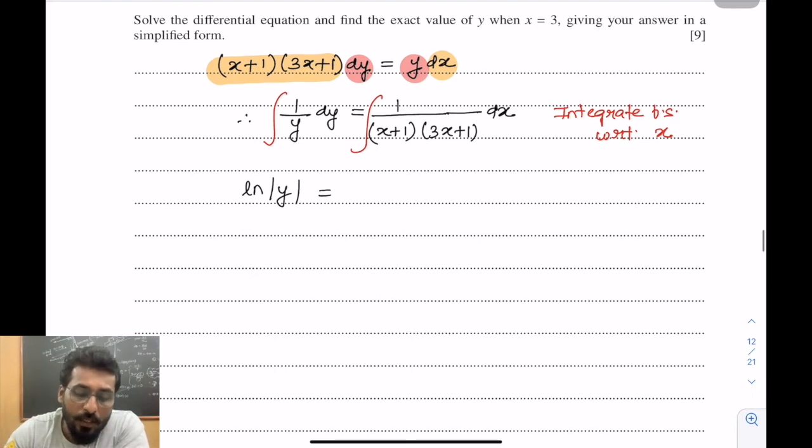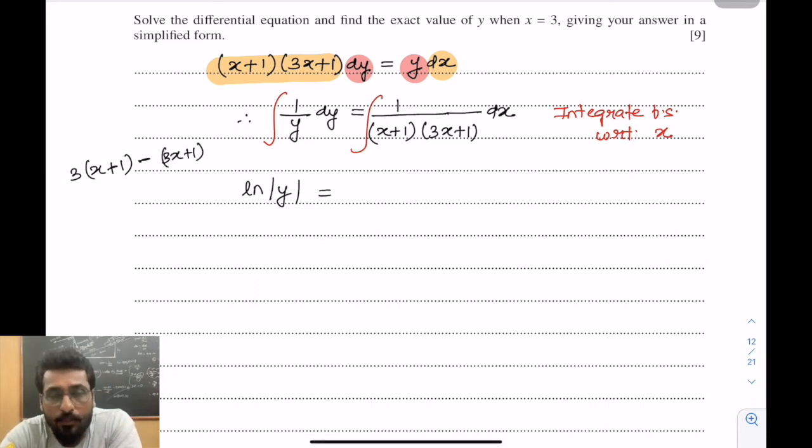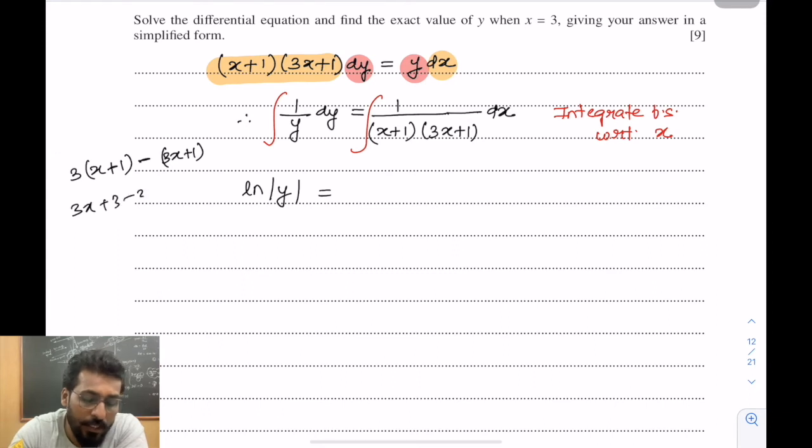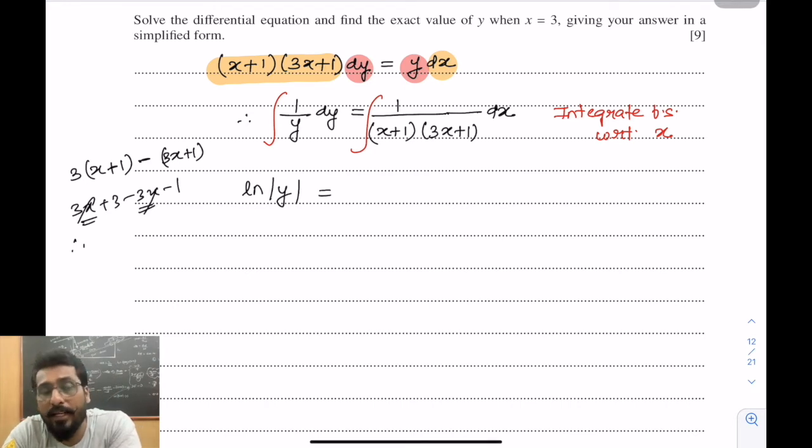Okay, so I have this x plus 1 and 3x plus 1. Now observe very carefully. If you take x plus 1 multiplied with 3 and then you subtract 3x plus 1, what will you get? It's going to be 3x plus 3 minus 3x minus 1. So plus 3x and minus 3x will get cancelled, and 3 minus 1 is going to be 2. Right, students? It's going to be 2.